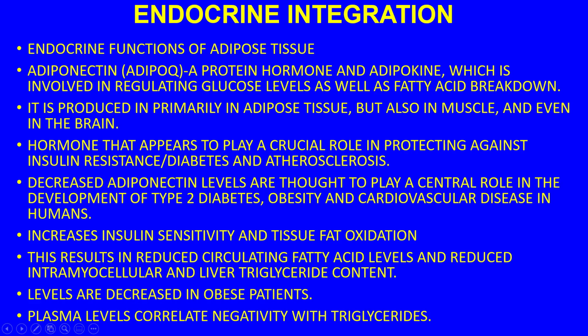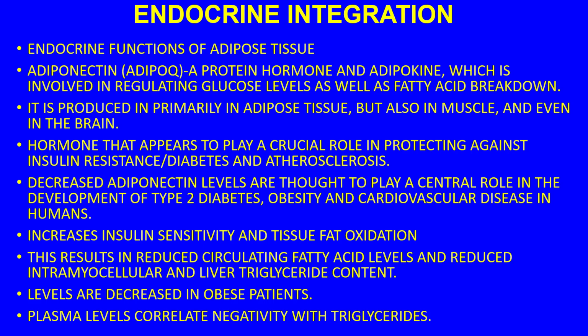Now, here we have adiponectin. Now, by the way, the adipo with a Q, that's really just the name for the gene that makes adiponectin. This is a protein hormone and an adipokine. Okay, so it's being released from adipose tissue. And it is involved in regulating glucose levels as well as fatty acid breakdown. It is produced primarily in adipose tissue, but also in muscle and even in the brain.